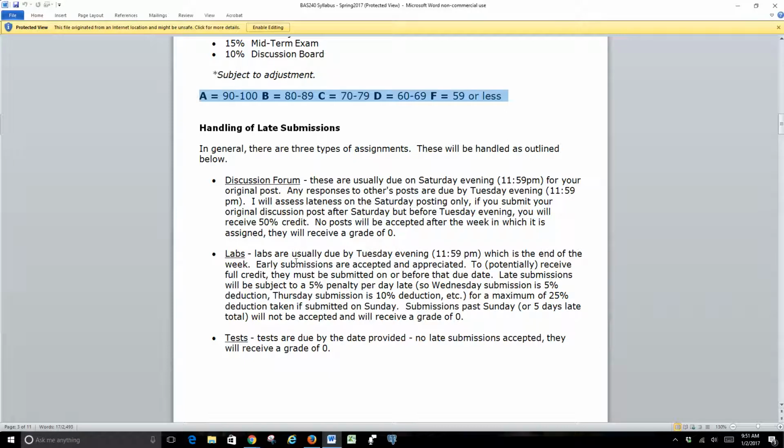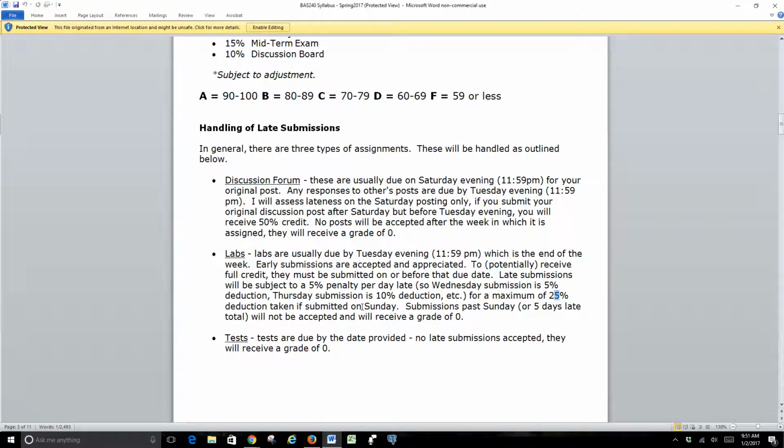Now, if you're late with that, this is how it works. So if you submit it on Wednesday, which is 1 day late, there'll be a 5% penalty. If you submit it 2 days late on Thursday, it'll be a 10% penalty, all the way up to a maximum of 25% penalty from submitting it on the following Sunday. And then after Sunday, I don't take any submissions for prior week's work. You get a 0. I just can't be grading things that far back.